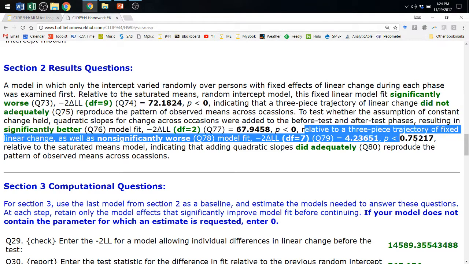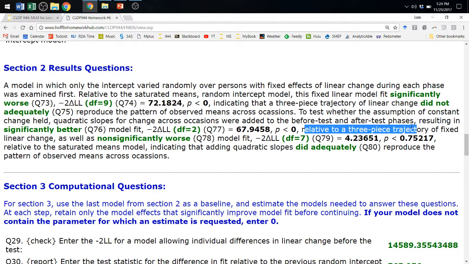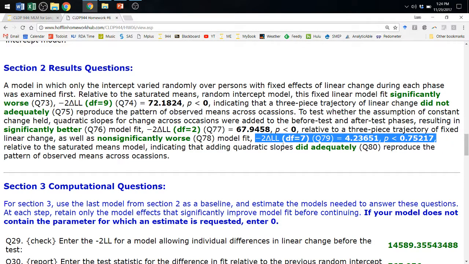And so then the question is, okay, well, we're moving in the right direction. We knew that a linear set of trajectories was not good enough, but quadratic made it better. So is quadratic good enough? So that's 13 versus 6 for my new linear plus quadratic model, and that's a degrees of freedom of 7. So in this case, yes, the quadratic model did accurately reproduce the saturated means. Does that make sense? Or is there anything you'd like to ask about that doesn't yet make sense?